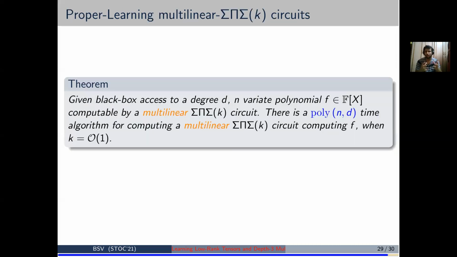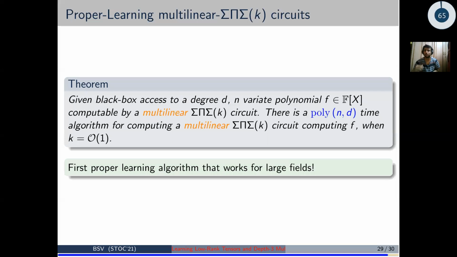So those were mostly about tensors. We also show a result about a slightly more general class, multilinear depth-three circuits instead of set-multilinear. We show that for multilinear depth-three circuits with constant top fan-in, we can do proper learning in poly(n,d) time. The novel part about this is that we were able to do it over large fields, which was not known before.